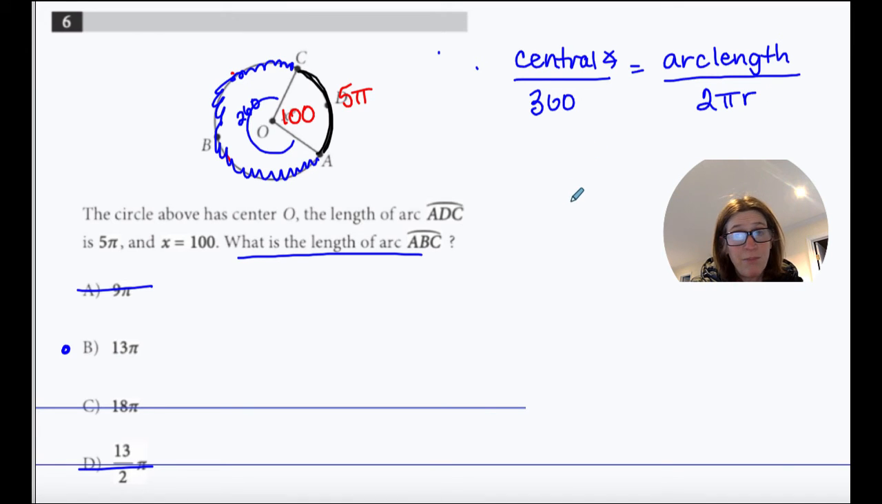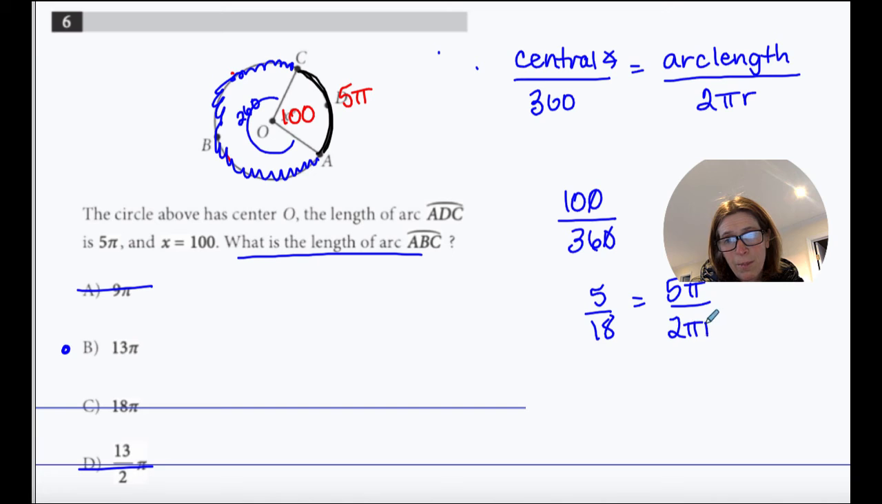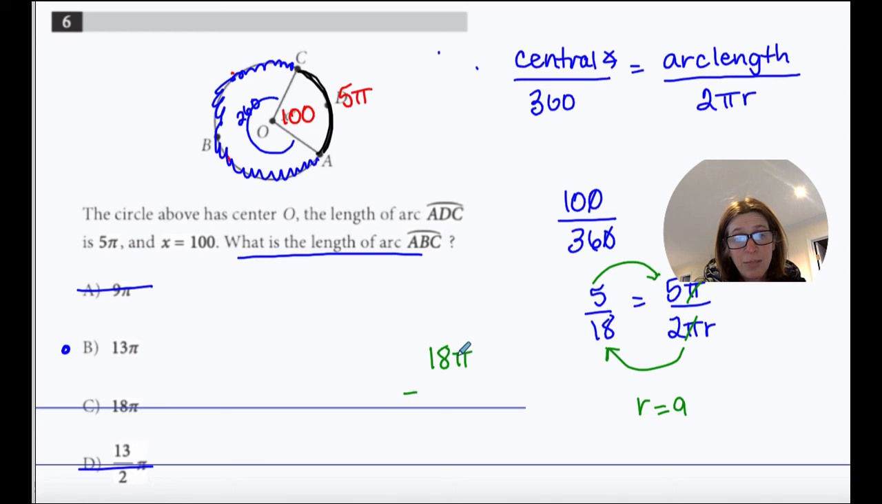Okay, so I'm going to find my radius because the radius would help me do that. So 100 over 360. I'm going to simplify that to 5 over 18 equals 5 pi over 2 pi r. All right, those pi's are going to cancel. And so then I can see that 5 times 1 is 5. And so 18, 2r has to equal 18, so r is going to be 9. So my radius is 9. So that tells me then that the circumference of the whole circle is 18 pi. And if I subtract that 5 pi, I would get 13 pi.